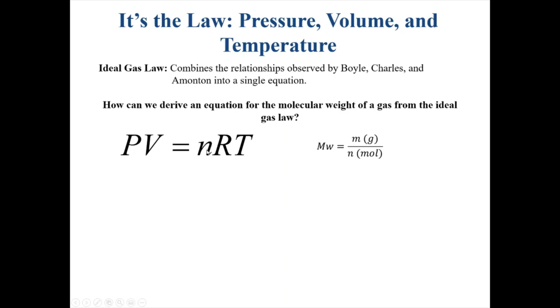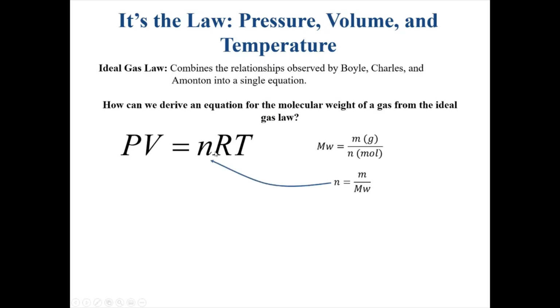So we have PV equals nRT, and then we have to know what molecular weight is if we want to solve for it. The molecular weight of a compound is going to be the mass divided by the number of moles. Normally, if you wanted to calculate a molecular weight, you'd figure out how many moles you had, figure out how much those moles weigh, take the ratio, and then you get your grams per mole, which is your molecular weight.